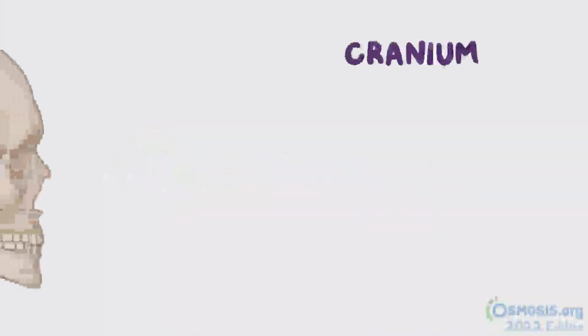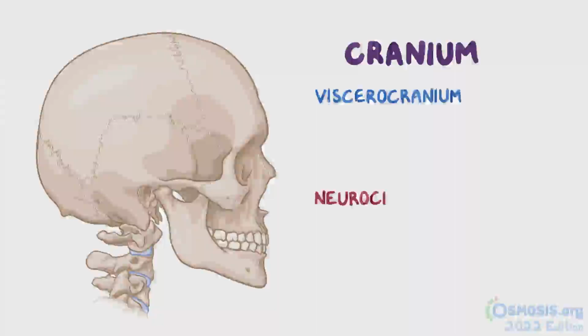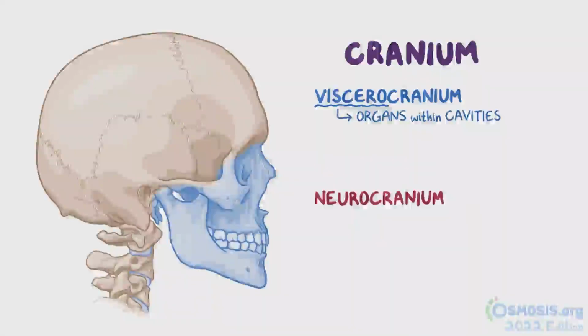The cranium, or skull, is the bony structure that protects the structures found inside our head, and it's divided into 2 parts, the viscerocranium and the neurocranium. Viscera refers to the organs within the body cavities, so viscerocranium is the lower and anterior part of the skull that forms the orbits, the nasal cavities, and the oral cavities. In other words, the facial skeleton.